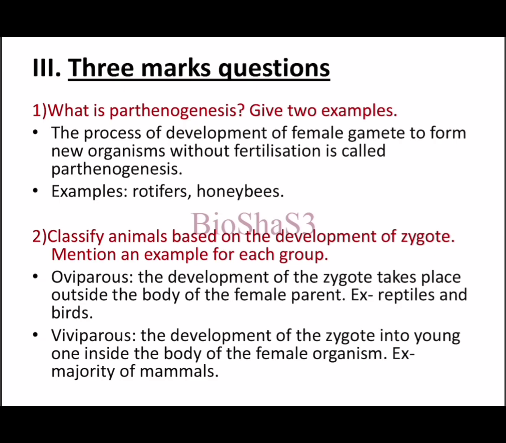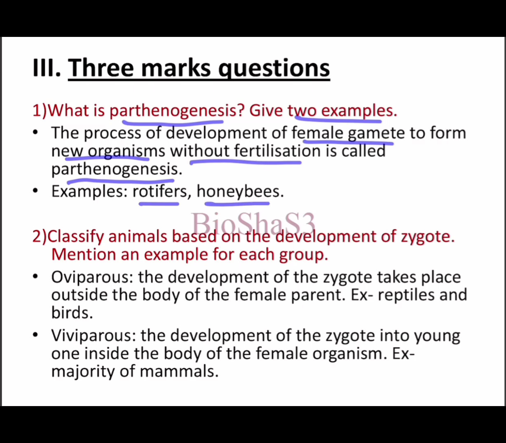Next, 3-mark questions. What is parthenogenesis? Give 2 examples. The process of development of female gamete to form a new organism without fertilization is called parthenogenesis. We saw this in the 2-mark question as well. So here they have asked for 2 examples, for example rotifers and honeybees. I have explained this already in the 2-mark question.